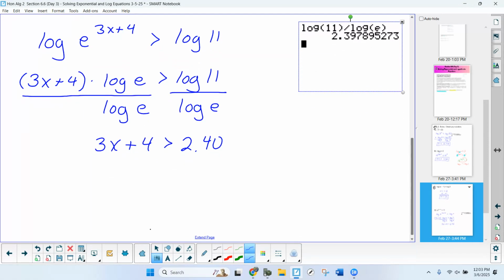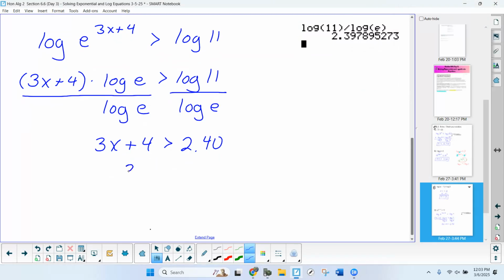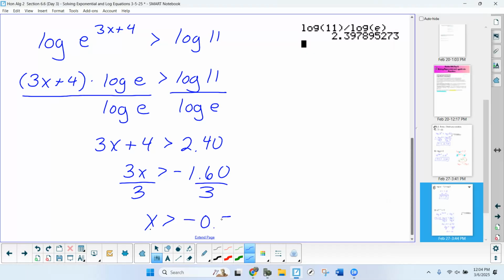And now what do you guys do? Minus 4. So subtract 4. What do you get when you subtract 4? Negative 1.60. Now what do you do? And I'm going to keep using this answer button. So x is a number greater than, so divide by 3. And what do you guys get? Negative 0.53. And that original problem was exponential, so I don't need to worry about an undefined logarithm.